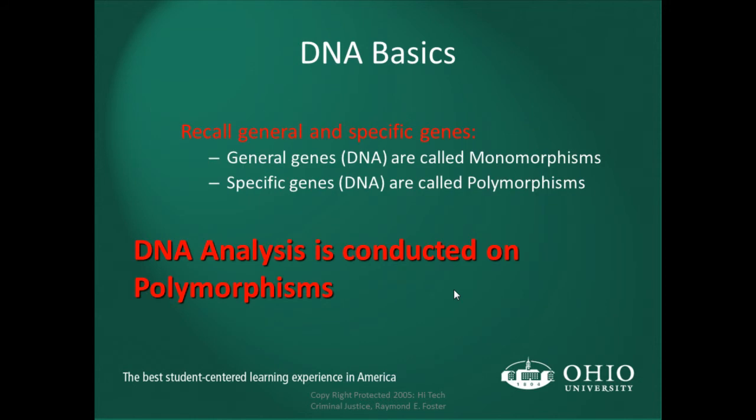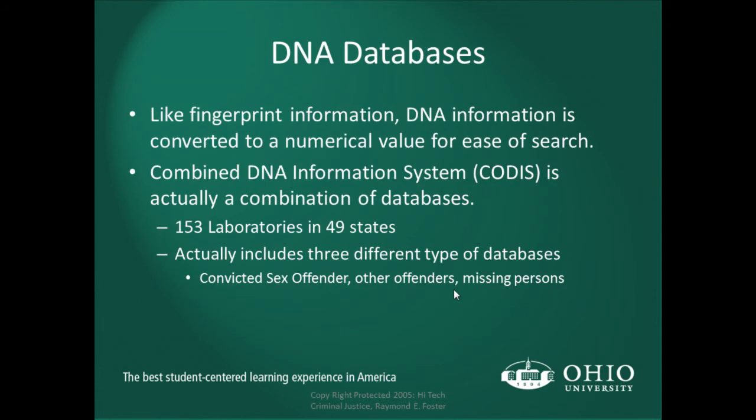So recall in general and specific. General genes, DNA, are called monomorphisms, and the specific gene DNA is called polymorphism. So DNA analysis is conducted on the polymorphisms, the specific genes DNA. Like fingerprint information, DNA is information that can be converted to a numerical value for ease of search.